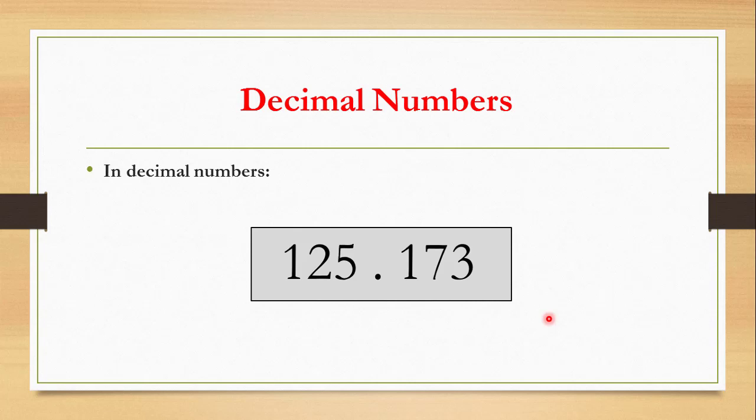Okay, look at this decimal number. We can read this number as 125, this is the whole number, point 173, or 125 and 173 thousandths. Okay, this part here is the whole number, and this part here is the decimal part or the decimal fraction, and in the middle we have the decimal point.